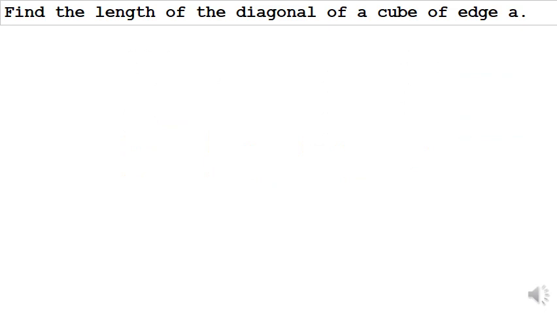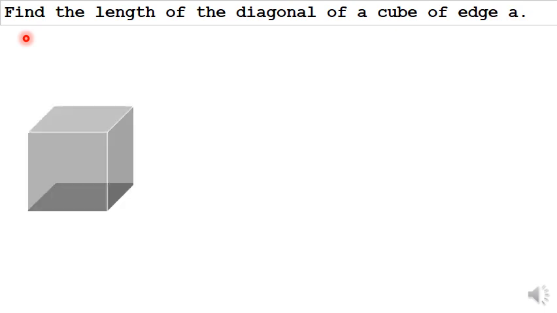Okay, let us try this problem. Find the length of the diagonal of a cube of edge a. Here is our cube, and we are to find the length of the diagonal. Let's call this y. Now, we can determine the diagonal from the triangle. We have the vertical height of this cube equal to a, and we also have the diagonal of the base, which is that one. So we'll call this x.